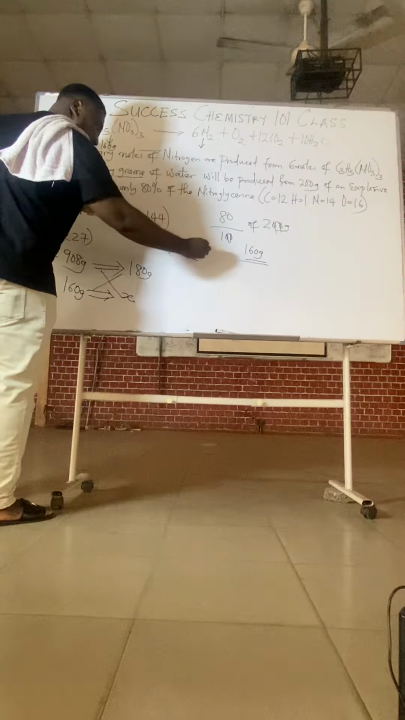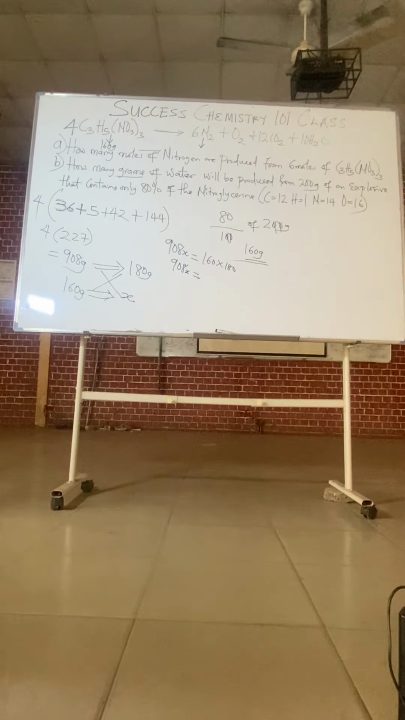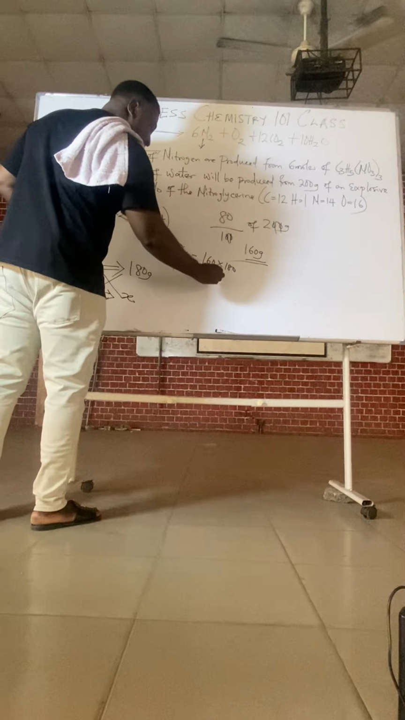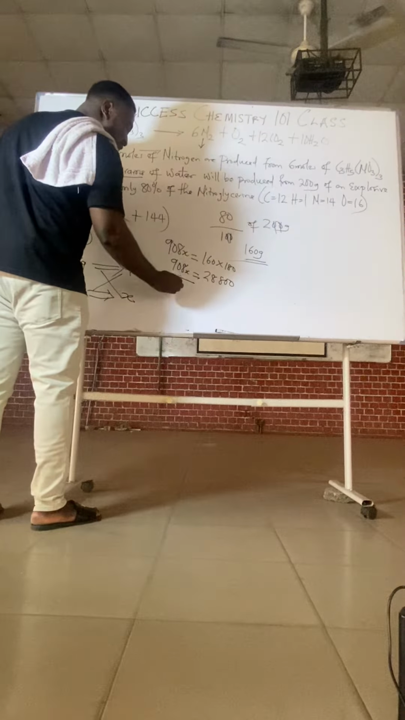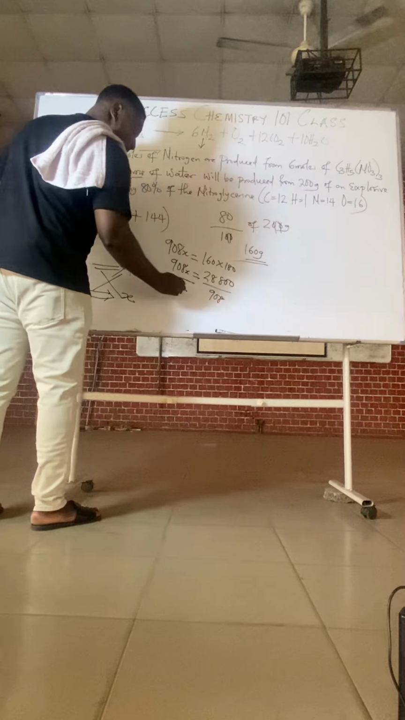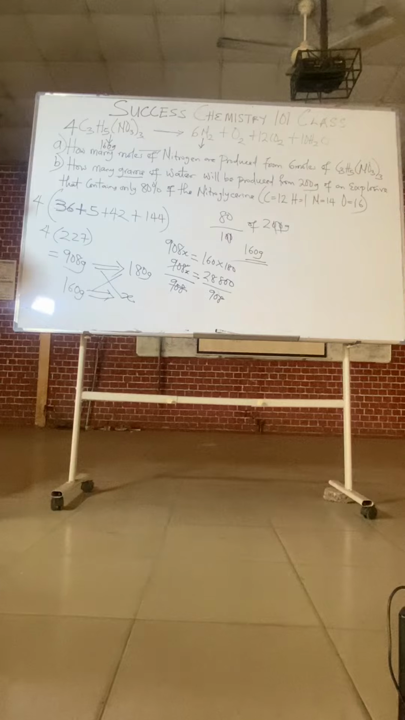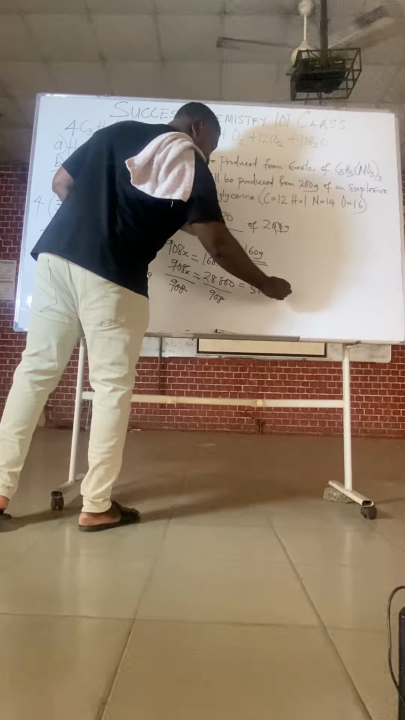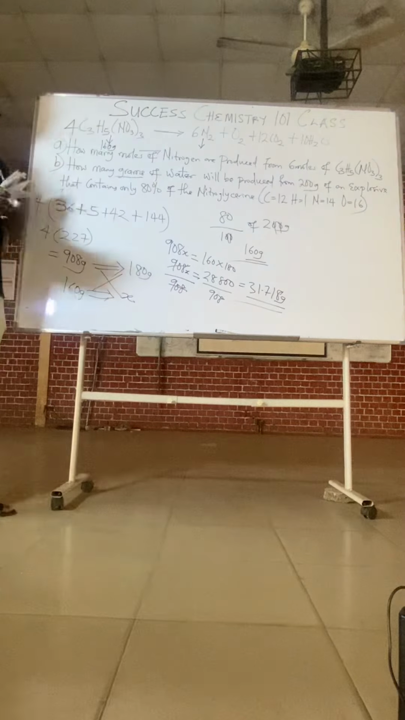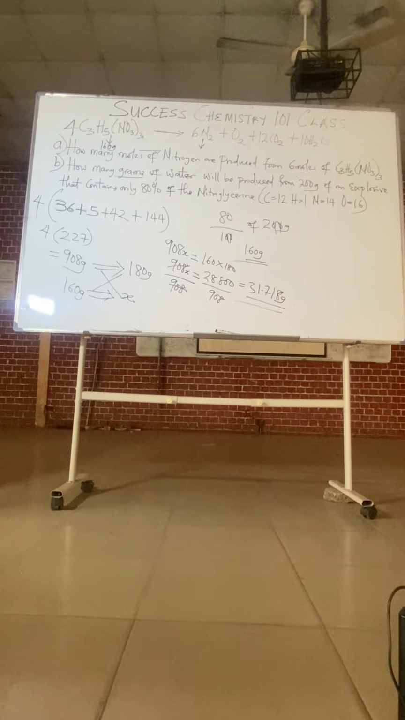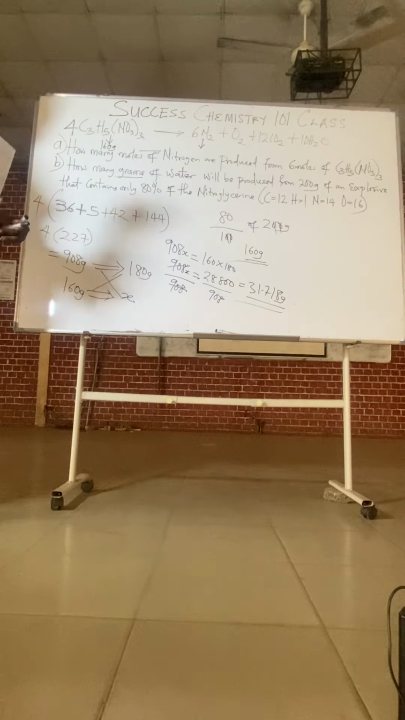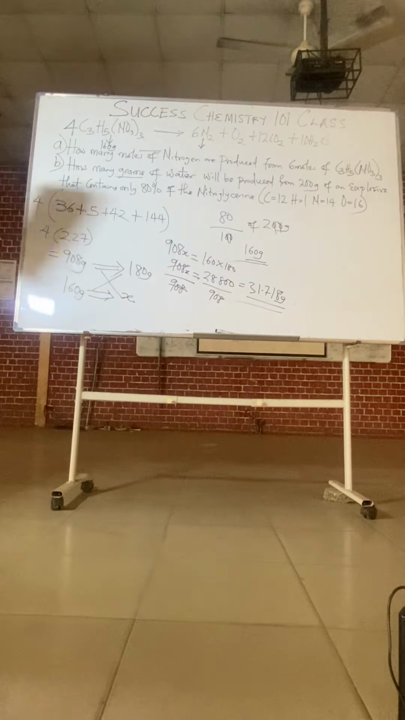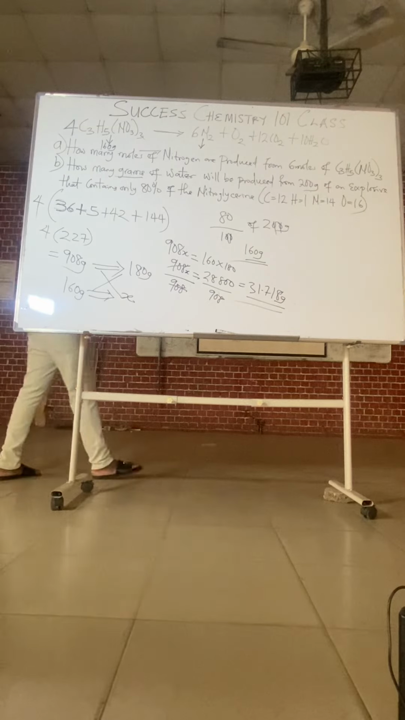So that's 908X. What's 160 times 180? You see? 28,800. Now divide both sides by 908. 31.71 grams of water. If you want to put it to 2 decimal places, 31.72. Right? That's the mass of water produced from 200 grams of an explosive that contains only 80% nitroglycerin. I'll give you a moment to write and we'll move forward.